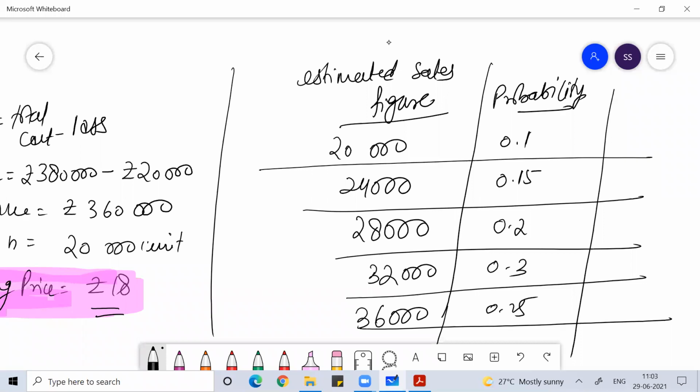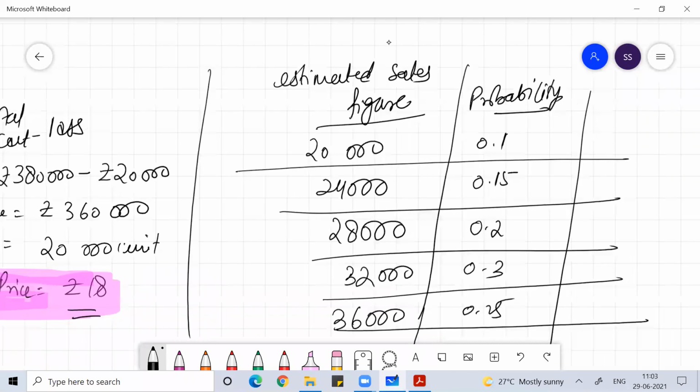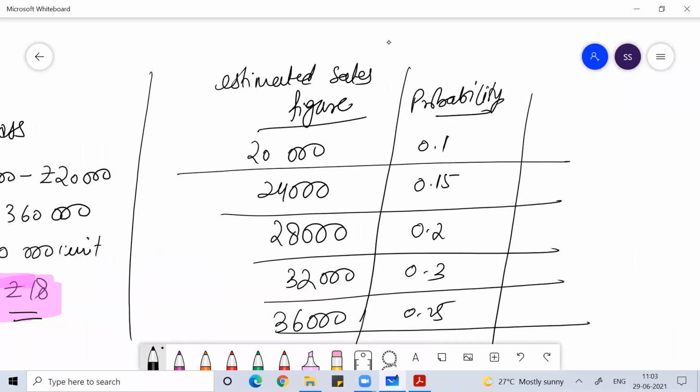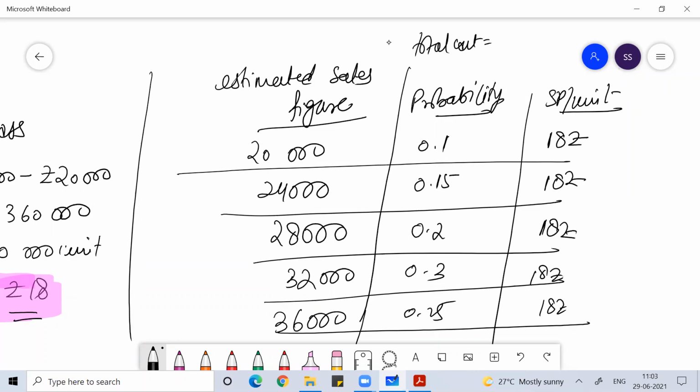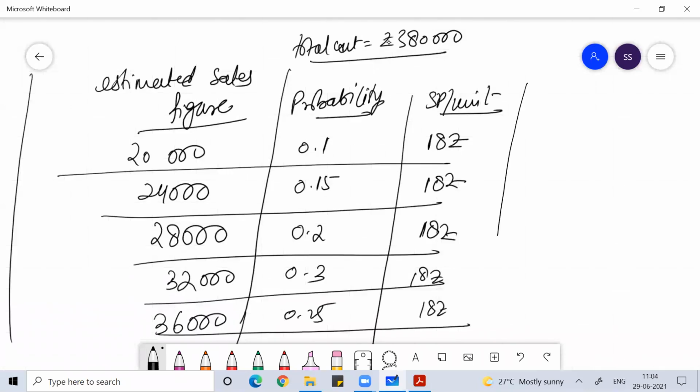So now what can you do? The probability is given to you. The selling price per unit you know very well is 18 rupees, and you know your total cost is 3,80,000 rupees. So you can find your revenue.